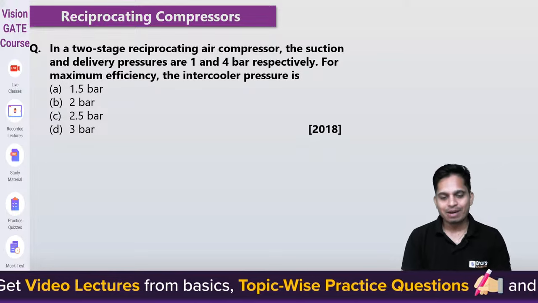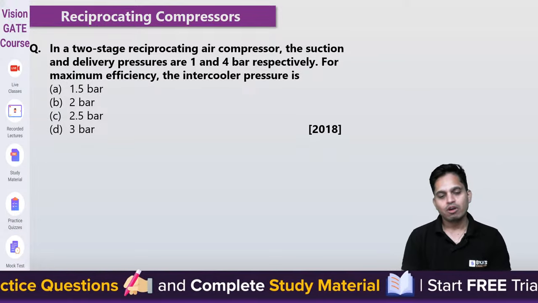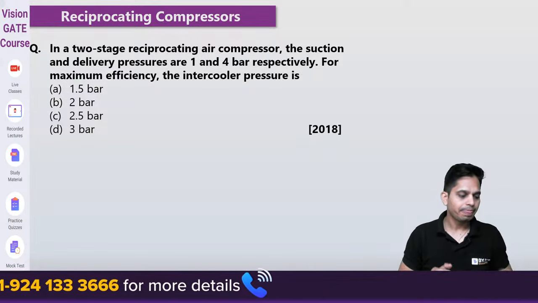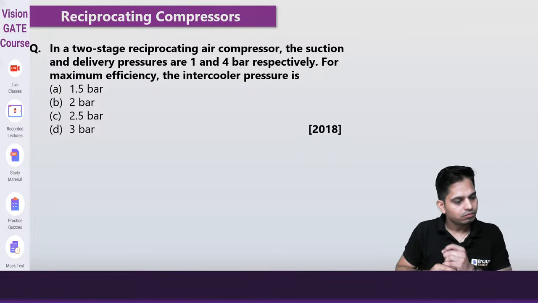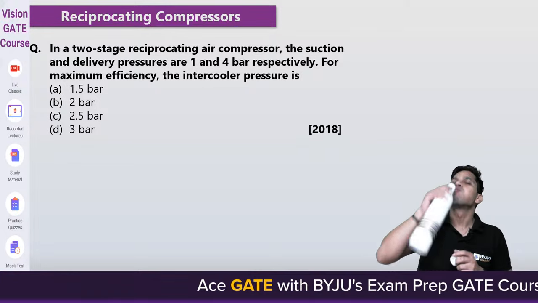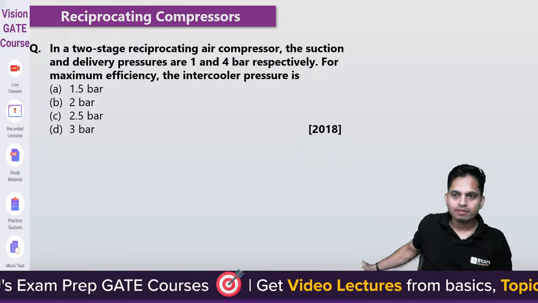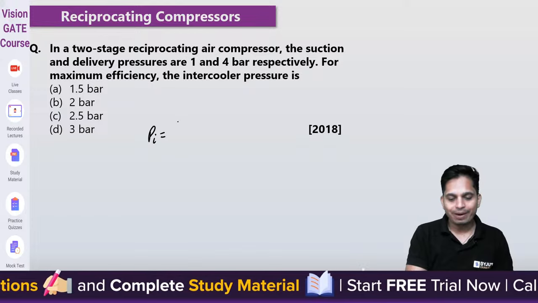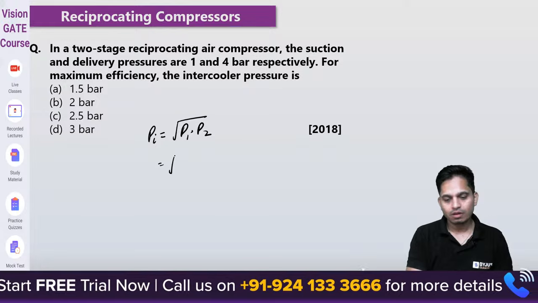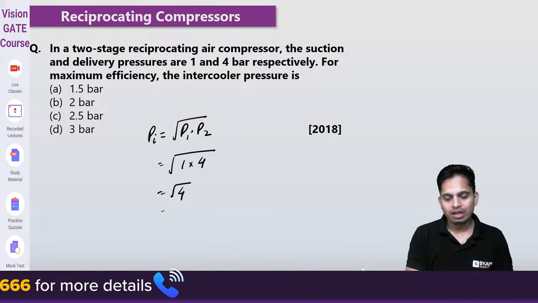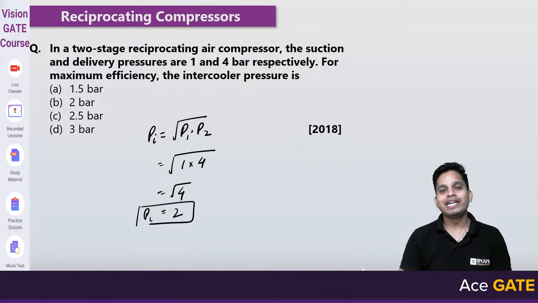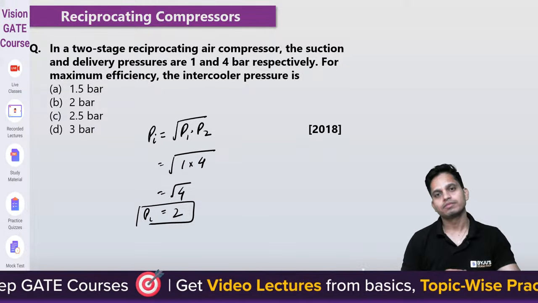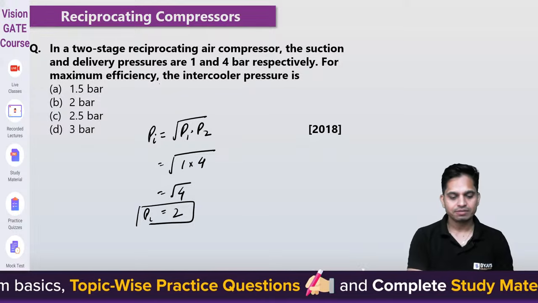In a two-stage reciprocating air compressor, the suction and delivery pressures are 1 and 4 bar. For maximum efficiency, what is the intercooler pressure? For maximum efficiency, you will work at perfect intercooling, and you will get intermediate pressure as the square root of initial pressure into final pressure. That means square root of 1 into 4, which is square root of 4, that means 2. Intermediate pressure will be 2 bar. So the intercooler works at this intermediate pressure. Got it?